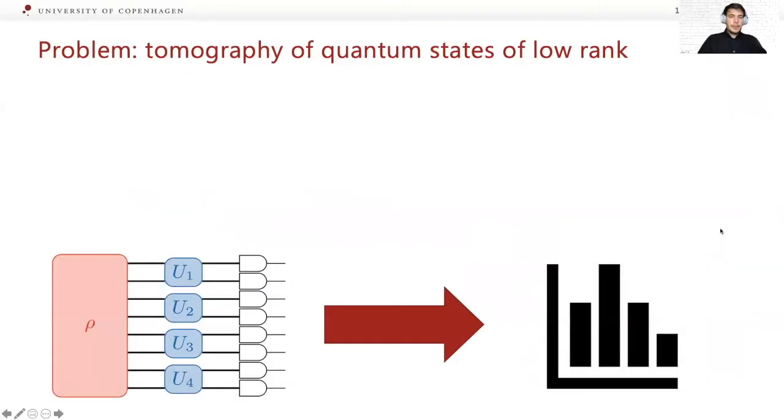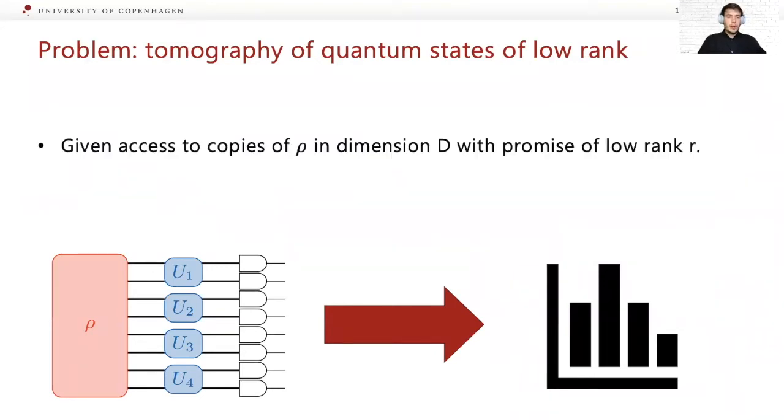So this is a talk about tomography of states of low rank. The setting of this problem is as follows. We assume we're given access to copies of some state rho, which we don't know, and it lives in some dimension D, and we're given the promise that the rank R is very small compared to the dimension D.